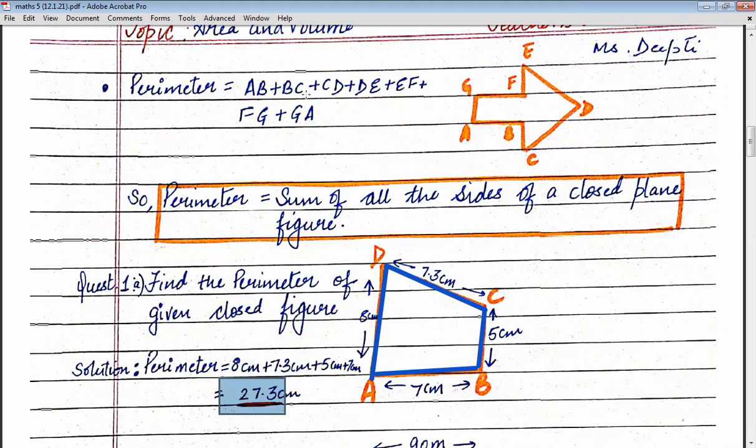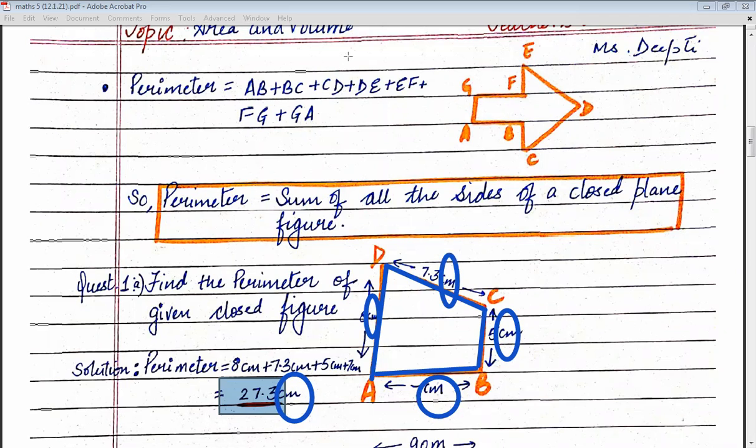Now children, here the units are very important as all the sides are in centimeter. You can see that. I'm just making a circle here. All the sides are in centimeter. So your perimeter is also in centimeter. Why? Because perimeter is the length of the outer boundary. It is a length.